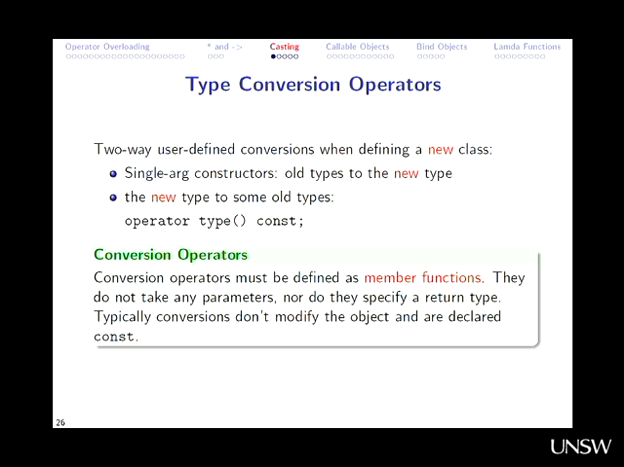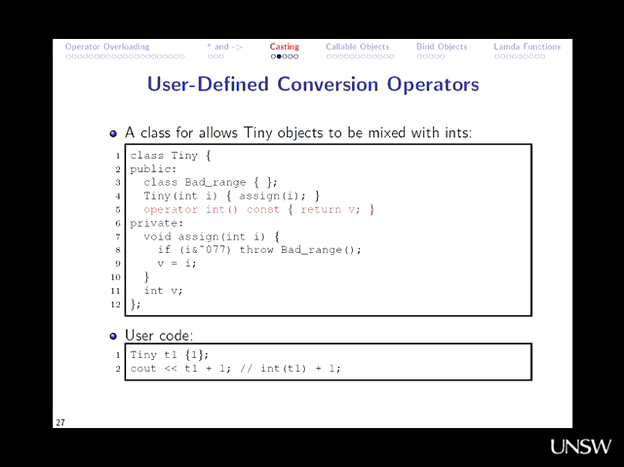What we now want to be able to do is create an operator that overloads a type call method. Okay? And this is const. Conversion operators must be defined as member functions. They do not take any parameters, and they do not specify a return type. And typically, conversions don't modify the object and are declared const. So, in assignment 2, you're asked to define a way of being able to cast your Euclidean vector back to a normal vector. Give you a giant hint, this might be the code to do it.